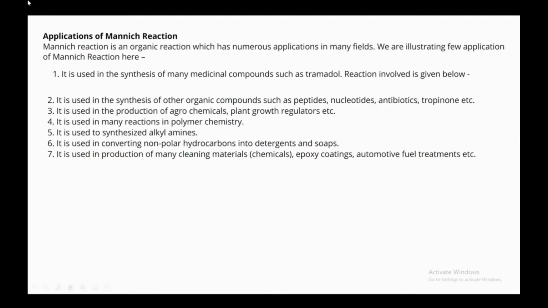It's the last slide. These are the applications of Mannich reaction. It is used in the synthesis of many medicinal compounds such as tramadol, and number 2, it is used in the synthesis of other organic compounds such as peptides, nucleotides, antibiotics, tropinone. It is used in the production of agrochemicals, plant growth regulators. It is used in many reactions in polymer chemistry.